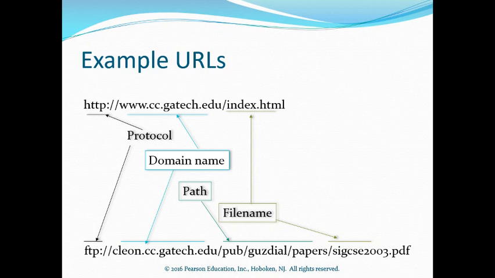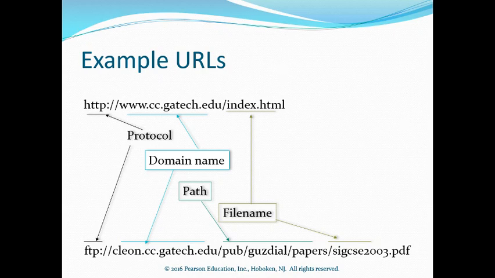Here's an example of a URL. So this is a website, cc.gatech.edu. Not really sure where this goes to. But as you can see in the beginning, you see the protocol HTTP, which I'm sure you've all seen before typing different things. We see colon, slash slash, www dot, right? That's the domain name. And then slash index.html. That points to the file name.